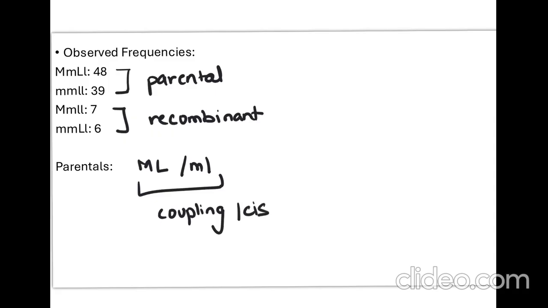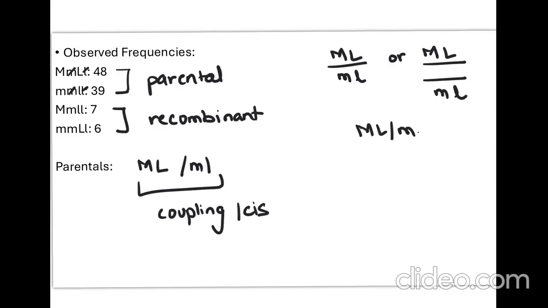In our parental gametes, we can ignore the small m and small l, as we got those from the homozygous recessive parent, leaving us with big M, big L, and small m, small l. We can also write this notation as big M, small m this way or this way.